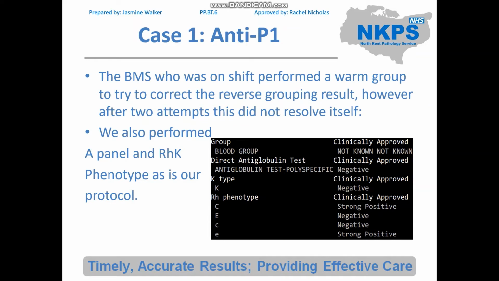So the BMS who was on shift performed a warm group to try to correct the reverse grouping result. However, after 2 attempts, it did not resolve itself. We then also performed a panel and the RH and K phenotype, as is our protocol. So you can see here where it says blood group, it's still put down as not known because we couldn't correct it. The DAT was negative, and then it's got the RH and K phenotype.